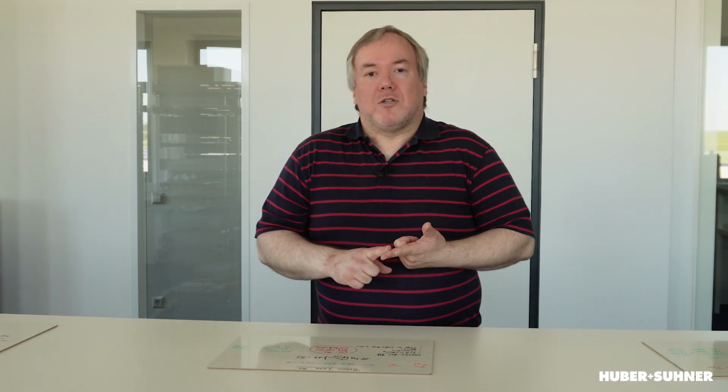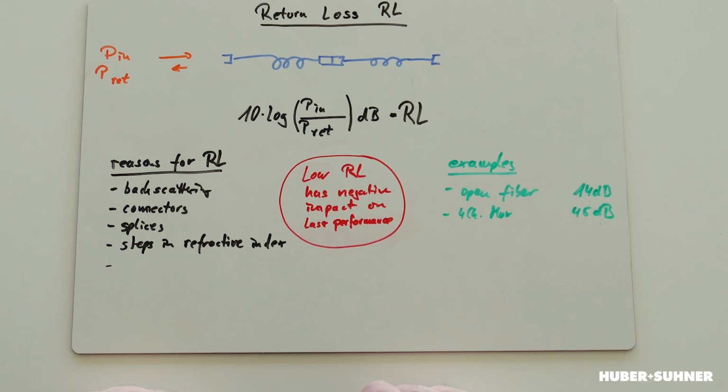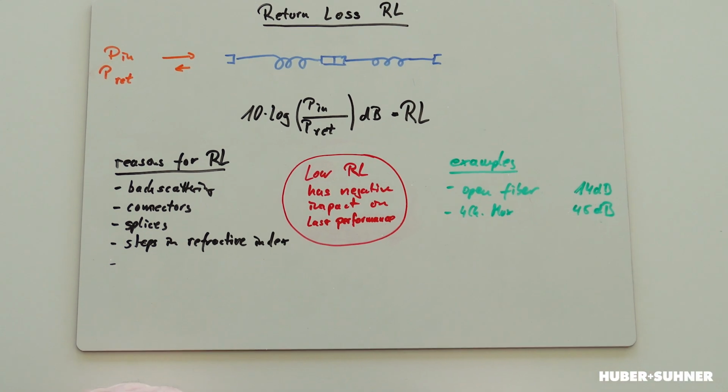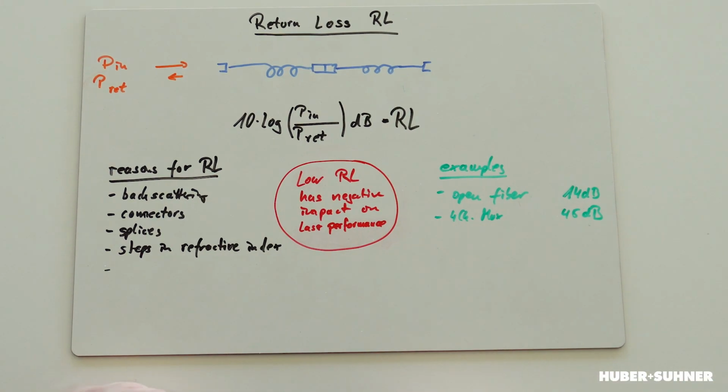The question is, what are the reasons for return loss? This can be backscattering, this can be a bad connector or open fiber, but also in free beam optics, this can be the step in the refractive index at interfaces, especially if you forget to use an anti-reflection coating. To give you some examples, an open fiber or connector has a return loss of 14 dB. Or a 4-channel MUX can have 45 dB. So once again, to have a low return loss is a bad thing, as it can harm your optical system.